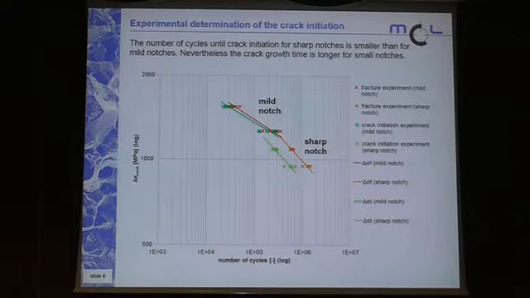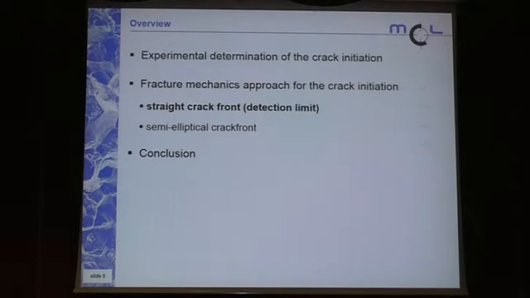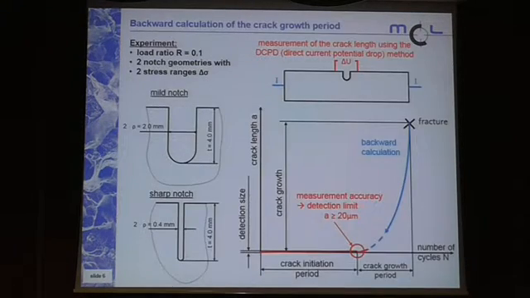So that's all about the experiments, but what is the idea now behind having an analytical calculation, so that we are able to predict the crack initiation? I will start with the straight crack front. Again, the slide. What is the idea behind? It's very hard to say how big the flaw is at the beginning. So the idea is to use the information about the crack lengths and the number of cycles, and do a backward calculation exactly to this point here, where the crack length is 20 microns.